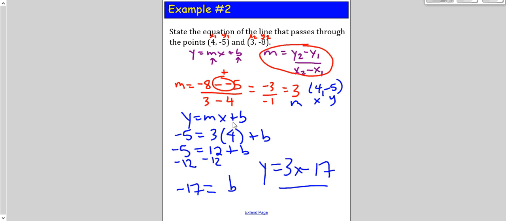Awesome. Okay, if you don't have your slope formula written down somewhere, you should really make sure that you do that. We're going to use it quite a bit in this chapter.